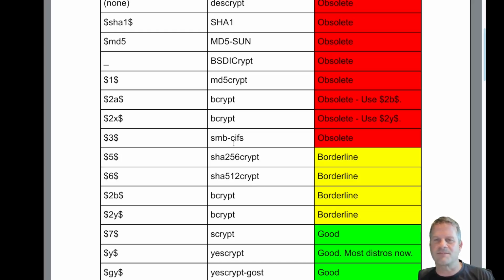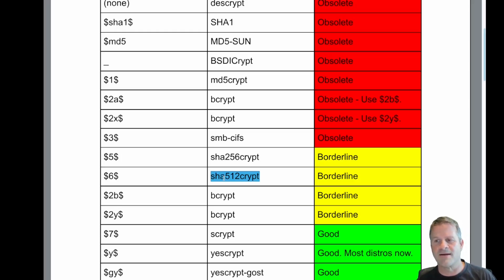SMB CIFS is obsolete. You shouldn't really see that being used a lot, although it might still be used for some Windows share access. You still see SHA-256 and SHA-512. These are still used in a lot of Linux systems. I call them borderline. They are secure, but I would be a little careful if I was using them.